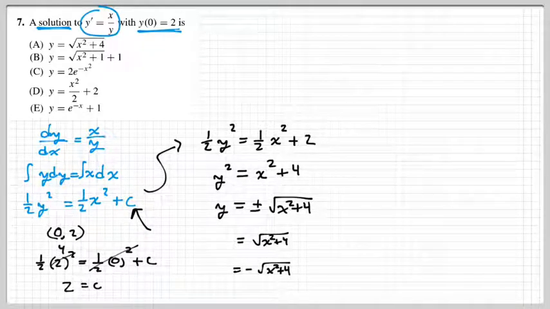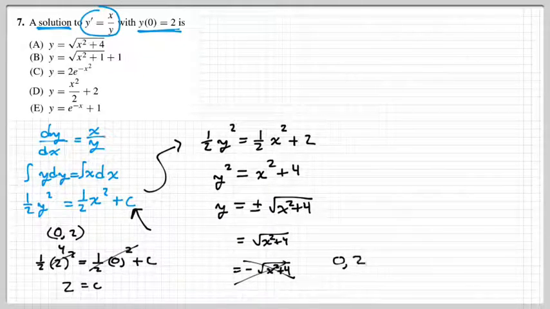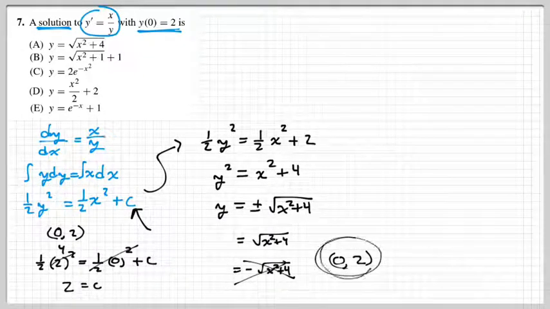But which one is which? If I plug in 0 to either of these, do I get 2 for both? No, this one would give me a negative 2, so this one's out. The negative is out. What just happened here? I plugged 0 in to see if I would get 2. That's the point that is on our solution, which is this guy right here.